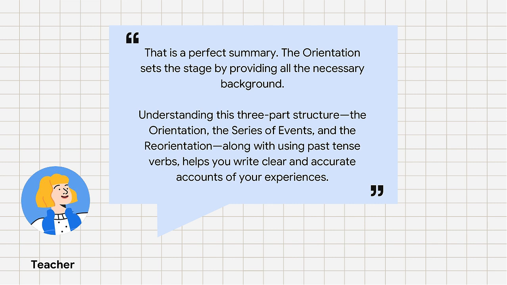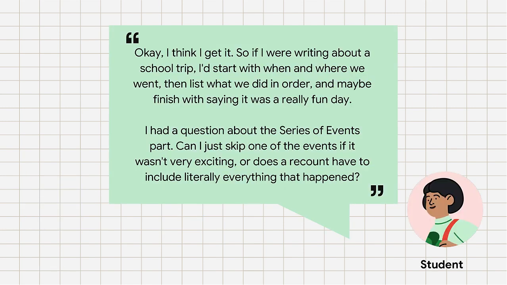Understanding this three-part structure, the orientation, the series of events, and the reorientation, along with using past tense verbs, helps you write clear and accurate accounts of your experiences. Okay, I think I get it. So if I were writing about a school trip, I'd start with when and where we went, then list what we did in order, and maybe finish with saying it was a really fun day.